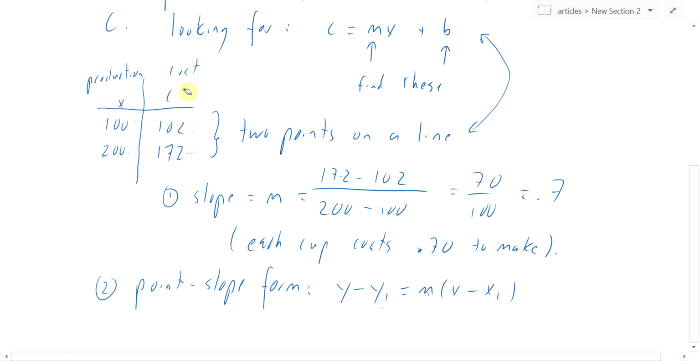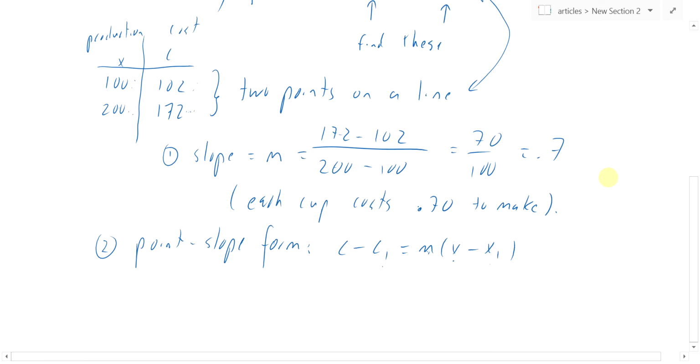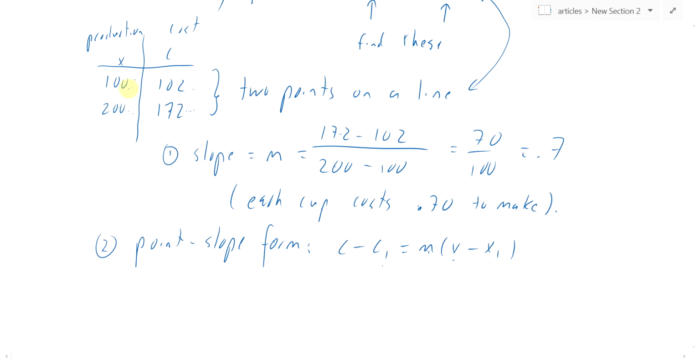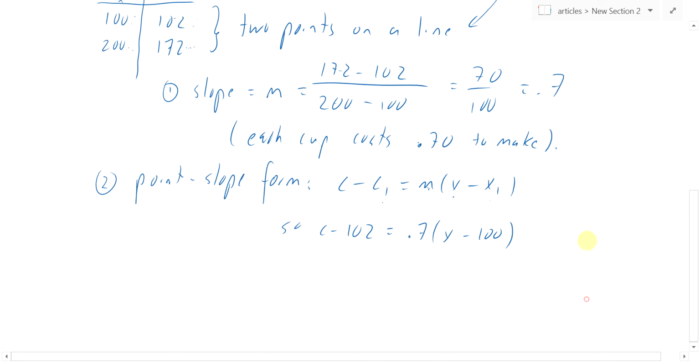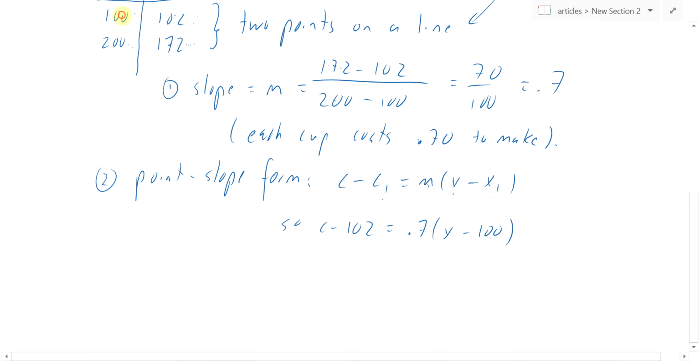Since I made the choice to use C as my variable instead of Y, I'm going to change these to C minus C1. So cost minus a particular cost equals slope times X minus a particular production. So we can use whichever of these 2 points we want. I will use the first one. So C minus 102 equals 0.7 times (X minus 100). So there's my slope, 100 for X, 102 for C.